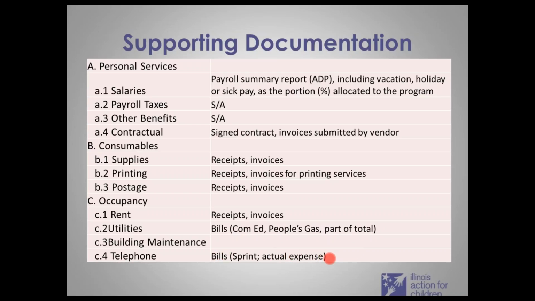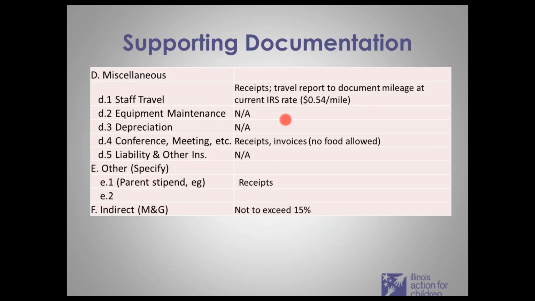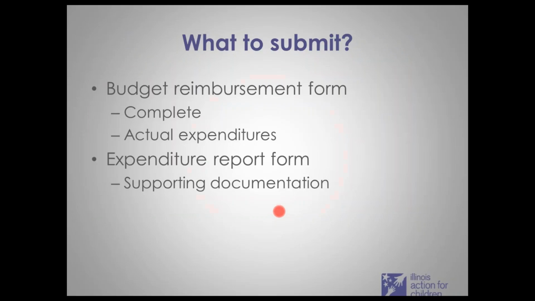Bills, so we have like a Sprint bill and then the actual expense for your telephone. So these are all the actual expenses. So staff travel, receipts, your travel report to document mileage, that's included in your expenditure report. And then we have the IRS rate at 54 cents a mile. Conferences and meetings, same thing. Receipts, invoices, no food allowed. Any receipts for any of those others. And then our indirect is not to exceed 15%.